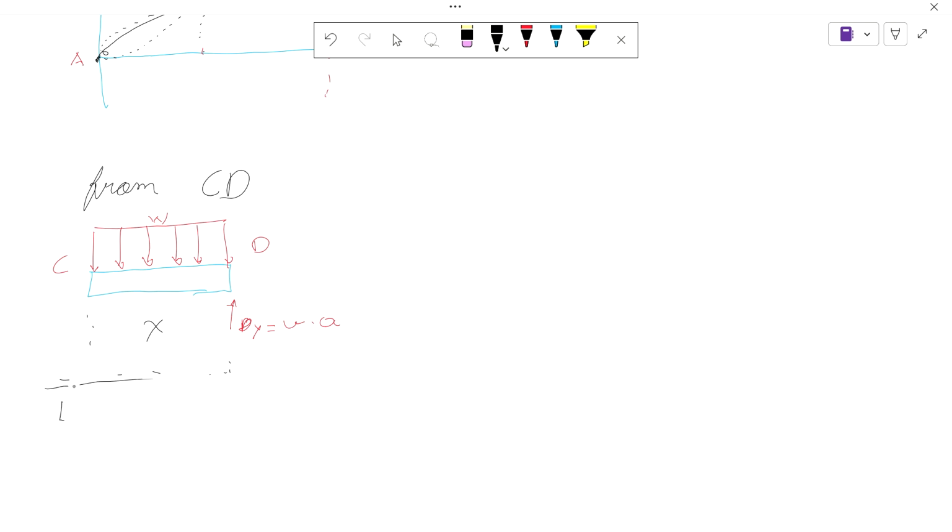This whole distance right here, remember, is L. But this distance here is X, and actually we don't need to go to L, sorry. It's from C to D, not from A to D. So this is A. So the summation of forces in Y equals 0. So we have D minus W times, same thing, A minus X.